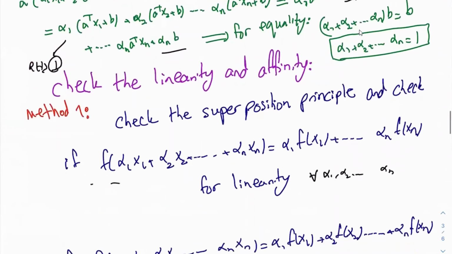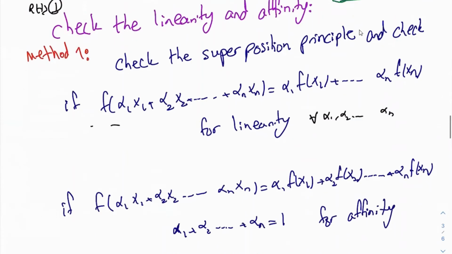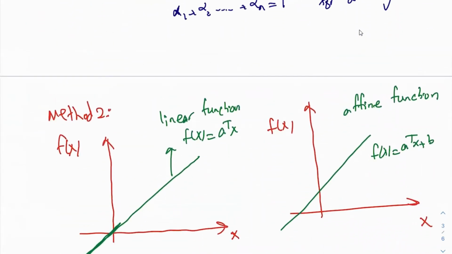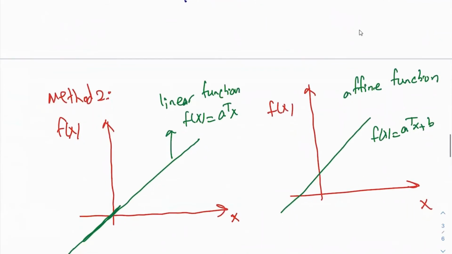Now, I consider this one as method 1. Perhaps I had to choose 3 methods. So one method is whether you can write it as A transpose X or A transpose X plus B. Two method is to check the principle of superposition. And then I consider method 1 and 2 to be the same. Now method 3 I have here by looking at the graph. You can plot it.